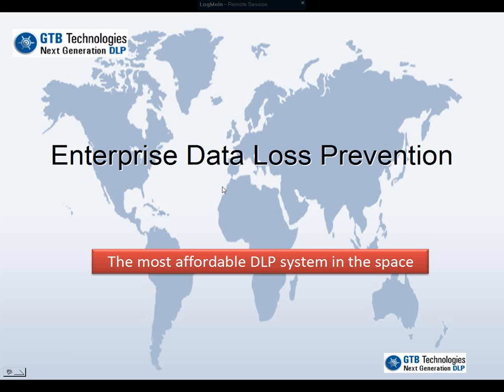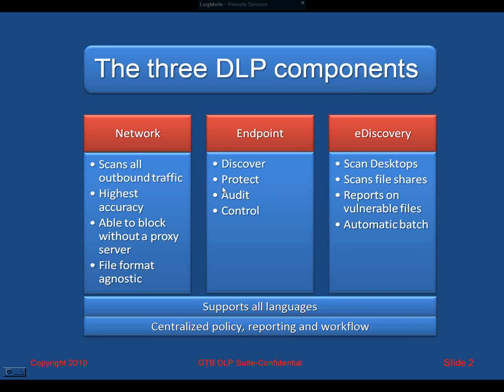Essentially, a data loss prevention system has three main components. The first component is the network piece. This would be an appliance that is located at the edge of the network and scanning all outbound transmissions from the network on any port, any protocol, and is able to detect sensitive data either based on fingerprinting technology or based on data patterns. The second component is the endpoint DLP.